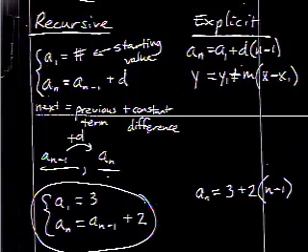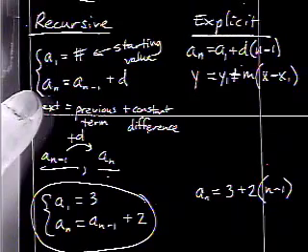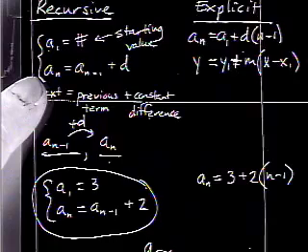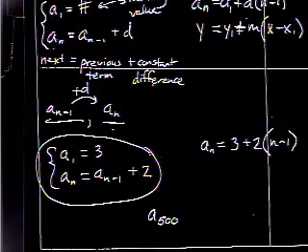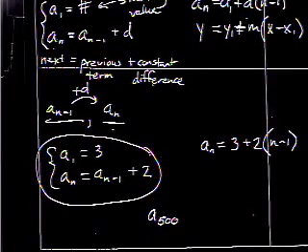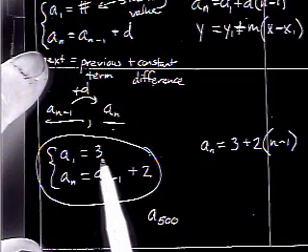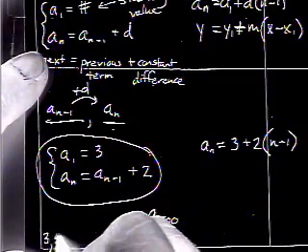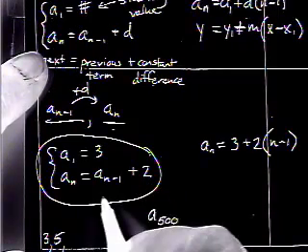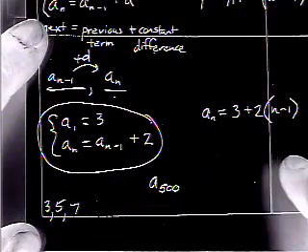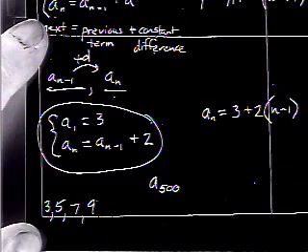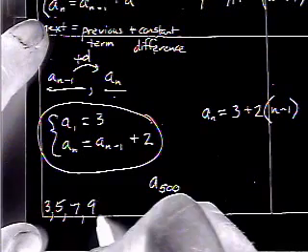Now, if you had to pick one of these that you were going to use to find, say, the 500th term, which one would you pick? Because in this one, I start with 3, and then I add 2 to find the second term. And then I add 2 to find the next term. And then I add 2. So I'm up to the 4th term now, right? I've got to get to 500.